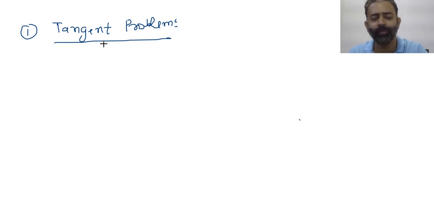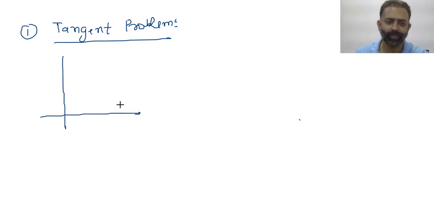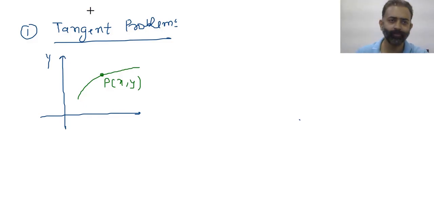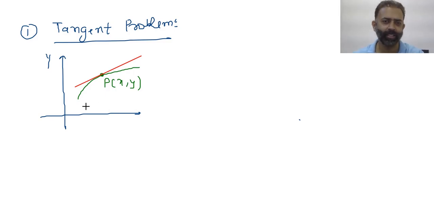What is this tangent problem? Suppose you have been given a curve. This is the x-axis, y-axis, and you have been given, let us say, this type of curve. Okay, this curve, and there is a point P. Let us say the coordinates are x, y, and there is a tangent like this. So this red line we say is a tangent, right?